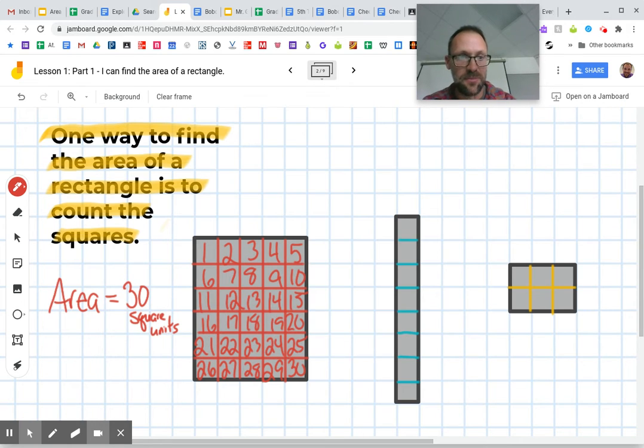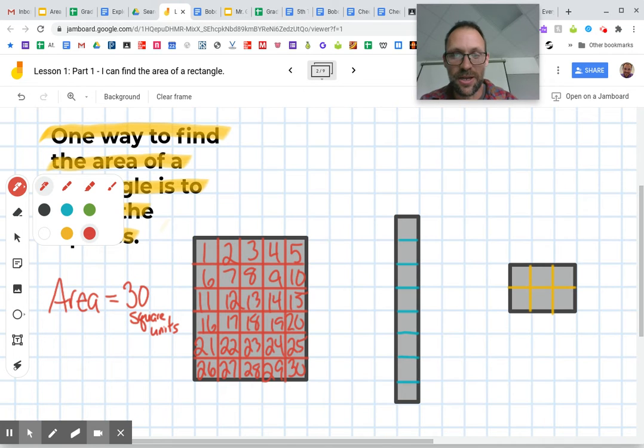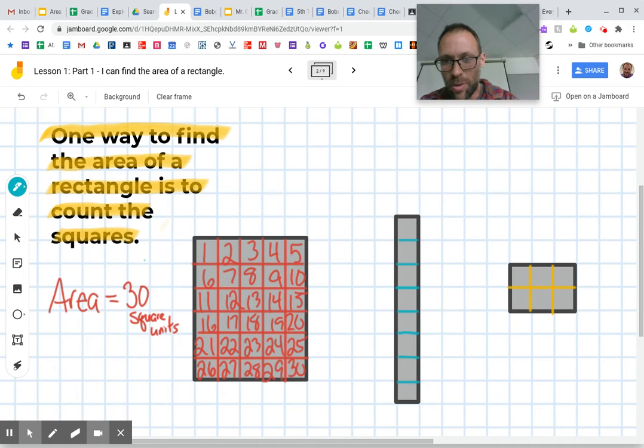All right, let's do another one. Let's take a look at this blue lined rectangle over here. So if we count the squares inside this rectangle, we will find the area of the rectangle. Let's do that. We have 1, 2, 3, 4, 5, 6, 7, 8. So the area of this rectangle is equal to 8 square units.